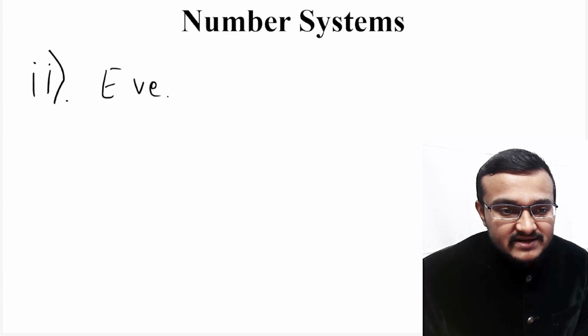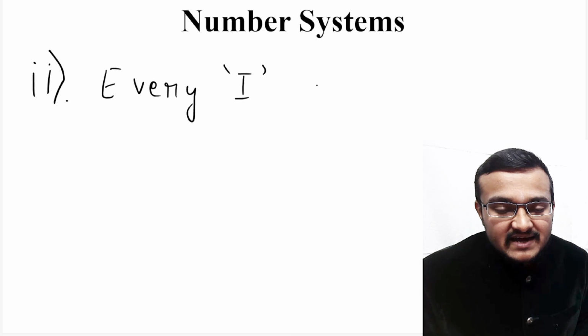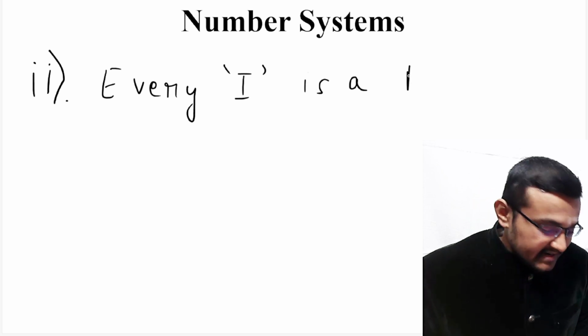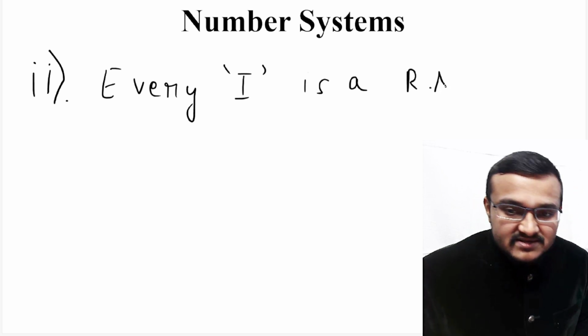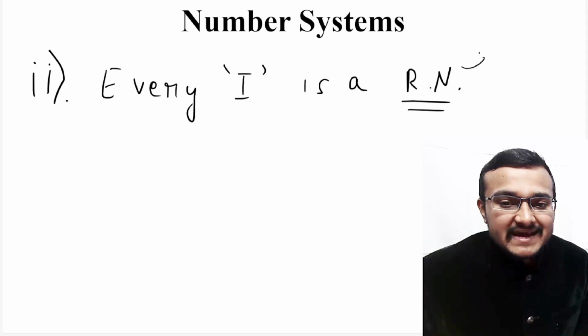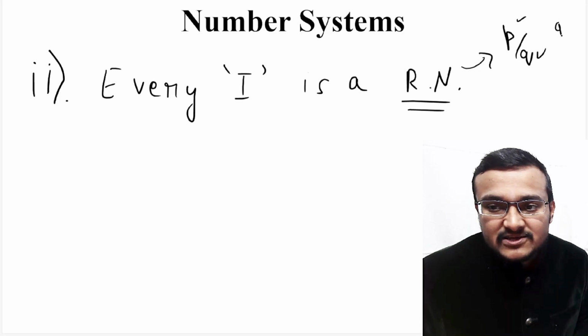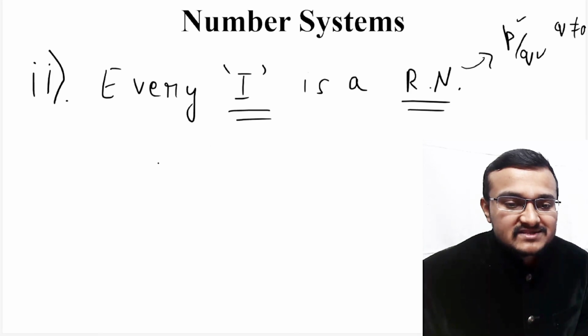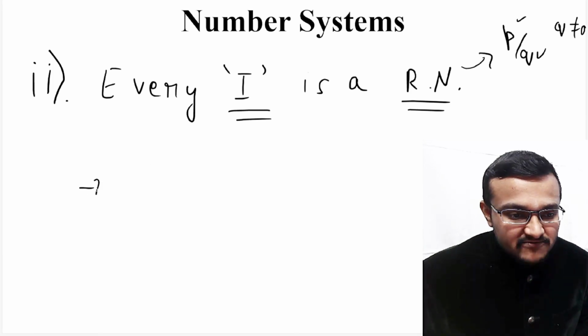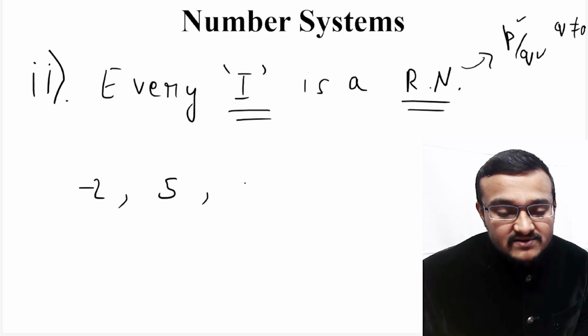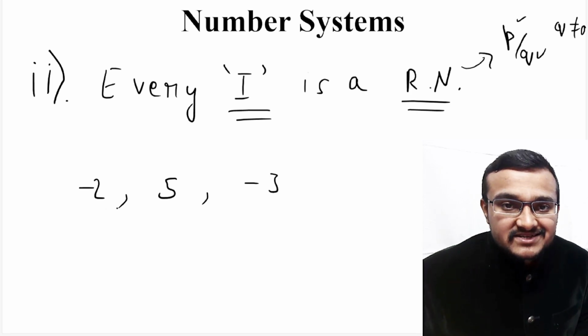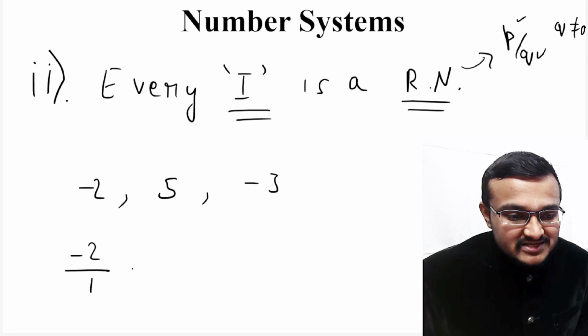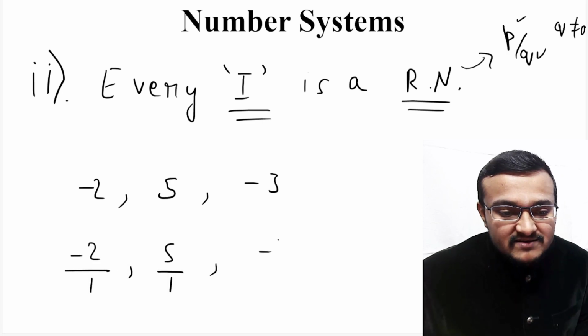Next, every integer, that is I, is a rational number. What I told about rational numbers is that you can express a number in the form of p by q, where p and q belong to the set of integers and q is not equal to 0. This is the condition for a rational number. If you consider any integer, for example -2, or 5, or -3, all these integers can be expressed as -2 by 1, 5 by 1, -3 by 1.